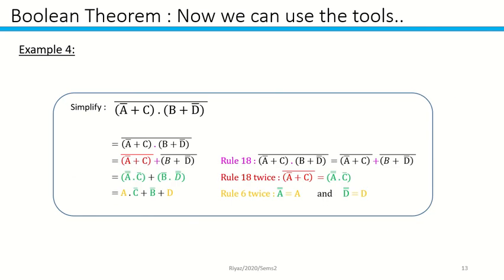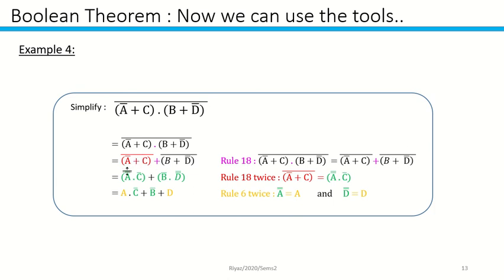So this is example 4. a bar plus c, dot, b plus d bar, everything under a big bar over here. Usually when you have a situation like this, you will focus on the big bar first. So you break it out with the De Morgan law. You change the operation from multiply to plus. By using rule 18, you break the bar, and you have a smaller bar over here and a second smaller bar.